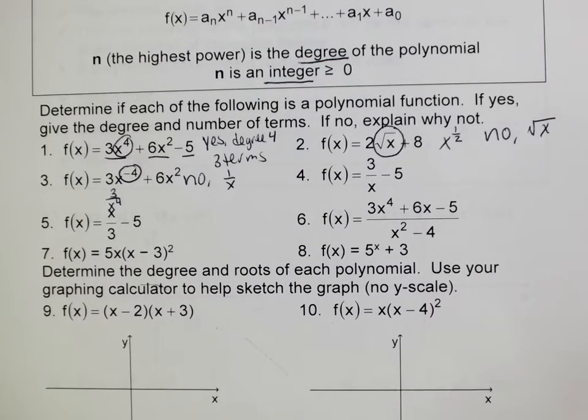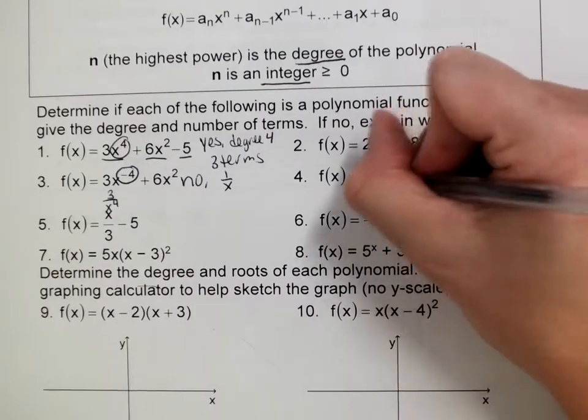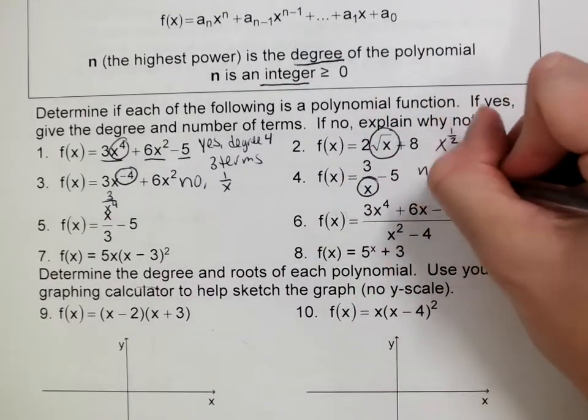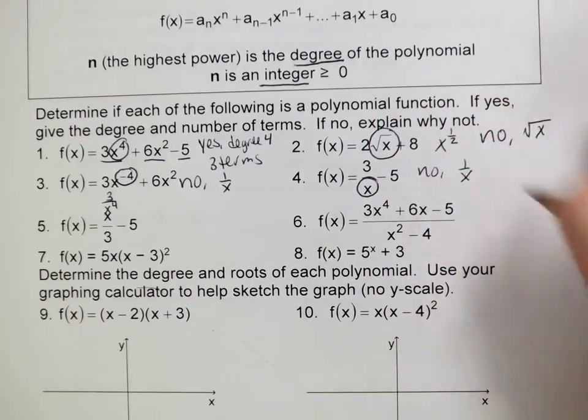Same thing with question number 4. x in the denominator is not possible. This is not a polynomial. It is, again, a rational function where you have x in the denominator.